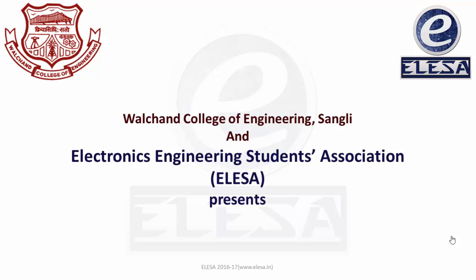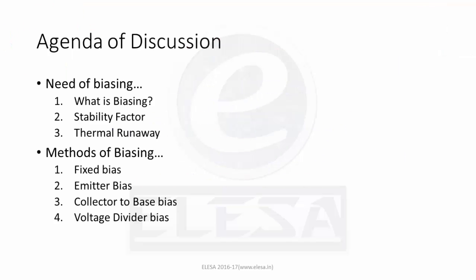I am Sachin. In this tutorial, we are going to study the different biasing methods of BJT. The agenda of our discussion will be the need of biasing. In this, we are going to study what is biasing, stability factor, and thermal runaway, and also the methods of biasing. That is fixed bias, emitter bias, collector to base bias, and voltage divider bias.